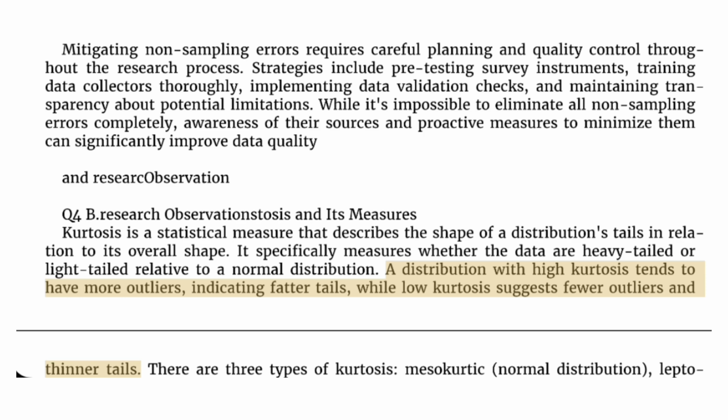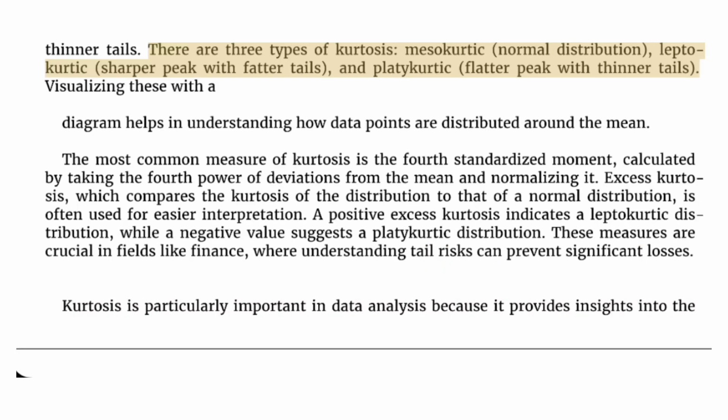thinner tails. There are three types of kurtosis: mesokurtic, normal distribution; leptokurtic, sharper peak with fatter tails; and platykurtic, flatter peak with thinner tails. Visualizing these with a diagram helps in understanding how data points are distributed around the mean. The most common measure of kurtosis is the fourth standardized moment, calculated by taking the fourth power of deviations from the mean and normalizing it.